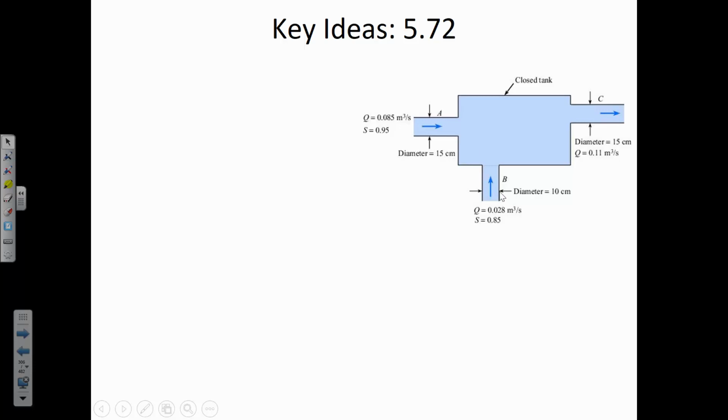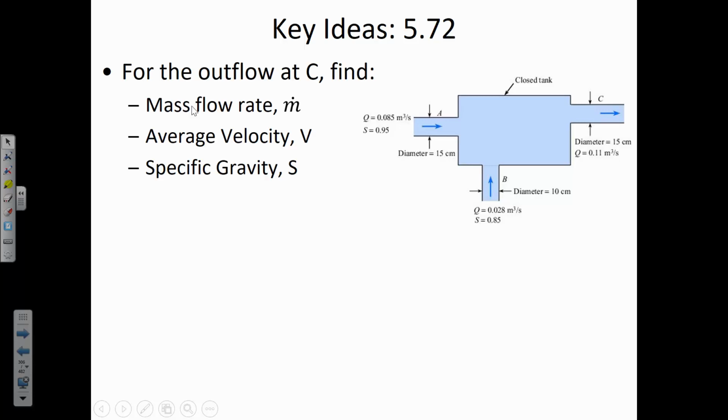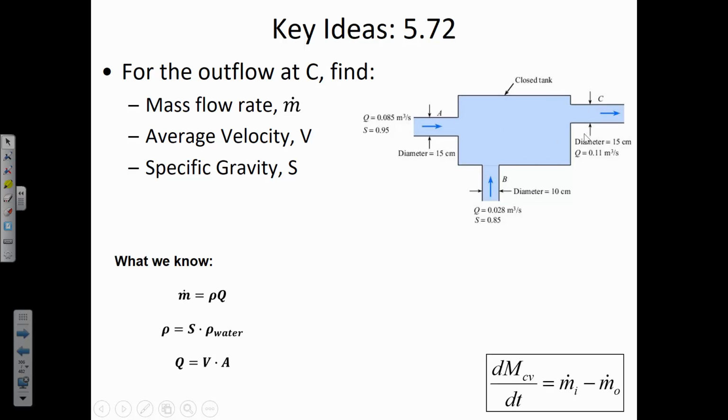So in the past, you've been able to solve problems like this on a volumetric basis because it was just water going in and water going out. But in this case, you can't solve it on a volumetric basis, and instead you're going to have to solve this problem on a mass basis because mass is conserved always. Volume is conserved usually, as long as it's a single fluid, but in this case there's two different things, and so you have to be a little bit more careful. And so to find the outflow at C, what you're going to need to do is find the mass flow rate, average velocity, and specific gravity at C.